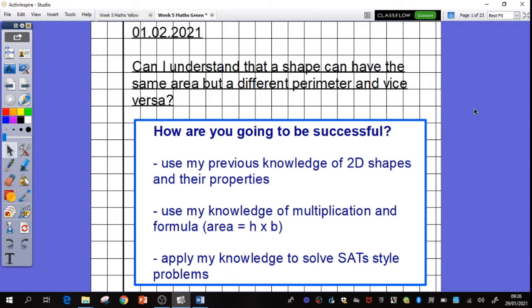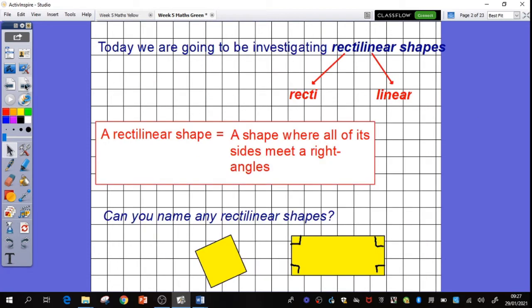Today we're going to be understanding that a shape can have the same area and a different perimeter and vice versa. Vice versa is a fancy way of saying the other way around, so it would be the same perimeter but a different area. To be successful today you're going to use your previous knowledge of 2D shapes and their properties. You're going to be using your knowledge of multiplication and formula, specifically the one for area, height times base, and you're going to be applying your knowledge to solve problems.